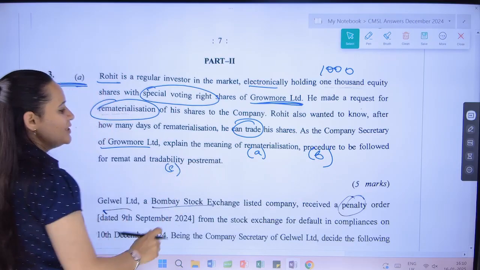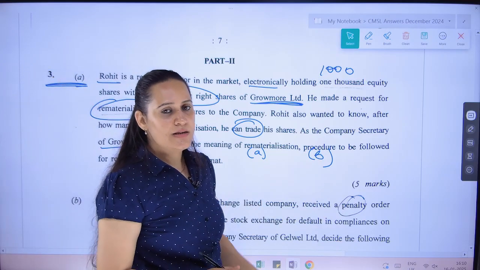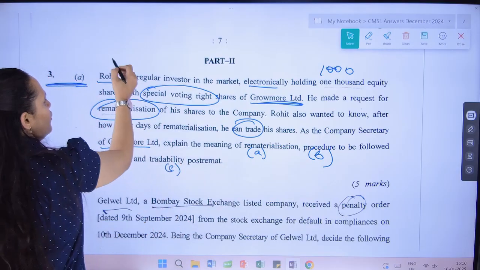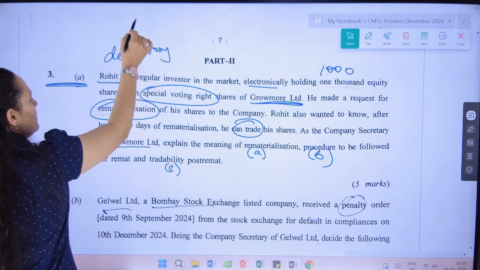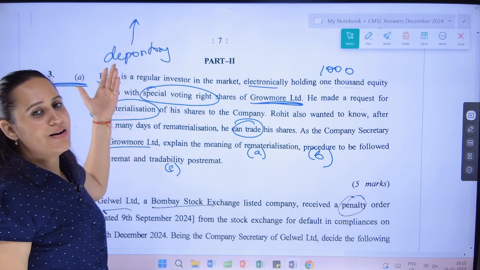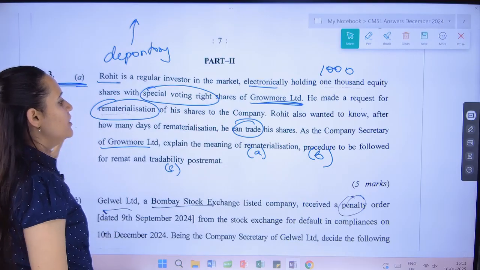So, 3 sub-questions have been asked in the same question, and this question carries 5 marks. It is a direct question. This is from the chapter Depositories and Depository Participant. Though this chapter falls under part A, they have asked under part B. Okay, so let's see what is the answer.